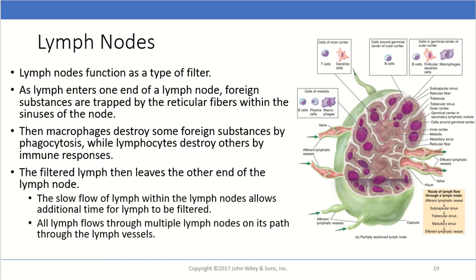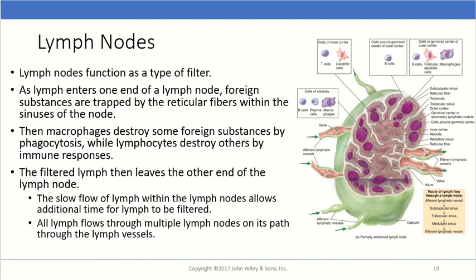Lymph nodes are essentially going to function as a type of filter. That's why they've got all those reticular fibers. As lymph enters one end of the lymph node, any foreign substances are going to get trapped by those reticular fibers within the sinuses of the node. Then the macrophages are going to come in and destroy any foreign substances via phagocytosis, and the lymphocytes are also going to be able to destroy other foreign invaders by using immune responses.